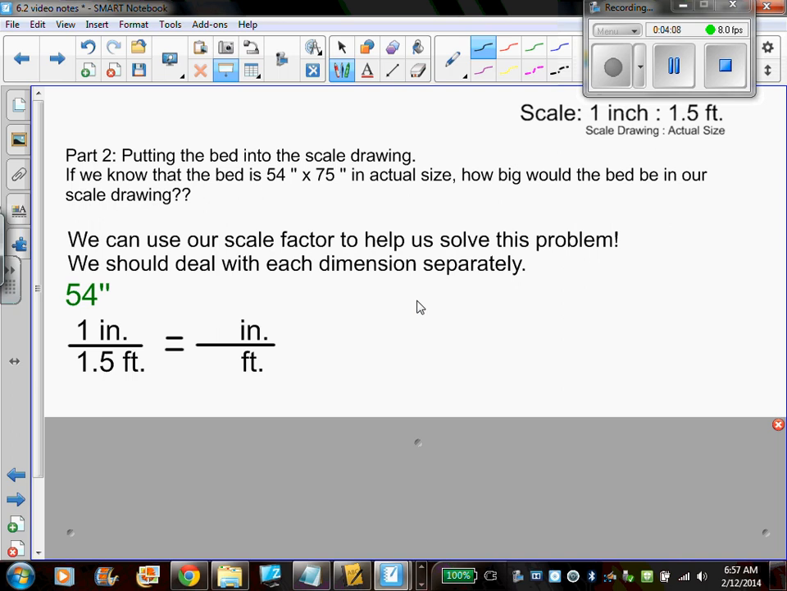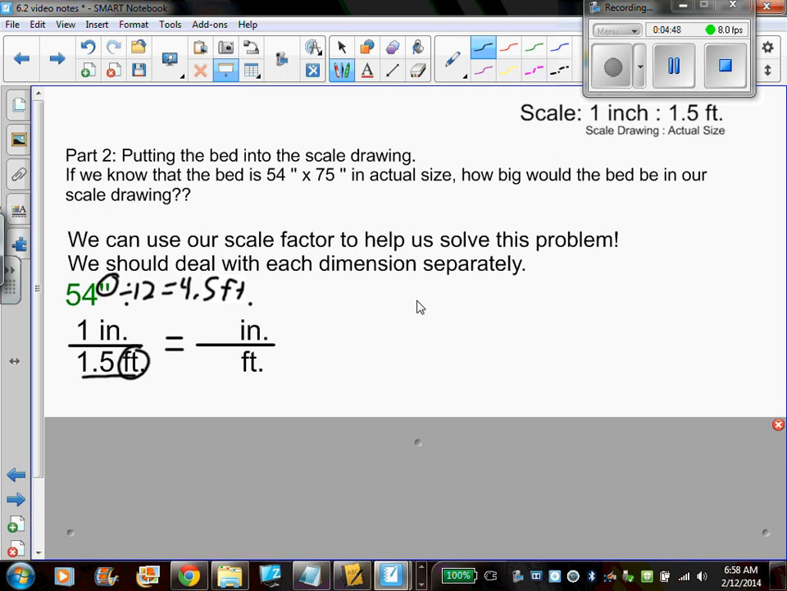So, you'll notice that for the actual size, our units are in feet, but right now we have this in inches. One really nice solution is we could change our 54 inches into a number of feet to make it fit our situation. If we have 54 inches and we want to turn it into feet, all we have to do is divide the inches by 12 to get the number of feet. 54 divided by 12 is 4.5 feet. So our bed is 4.5 feet in one of the dimensions. So that's going to match up better with our 1.5 feet down here.